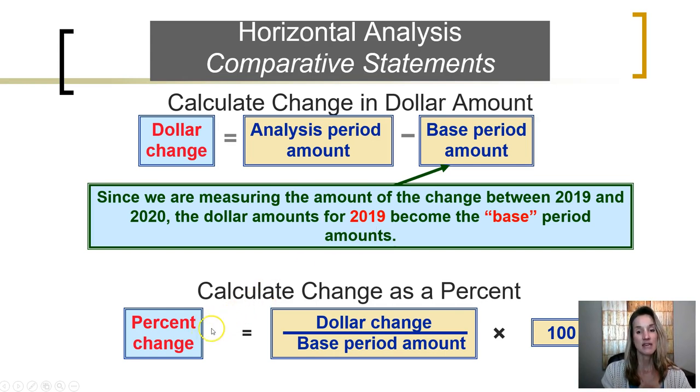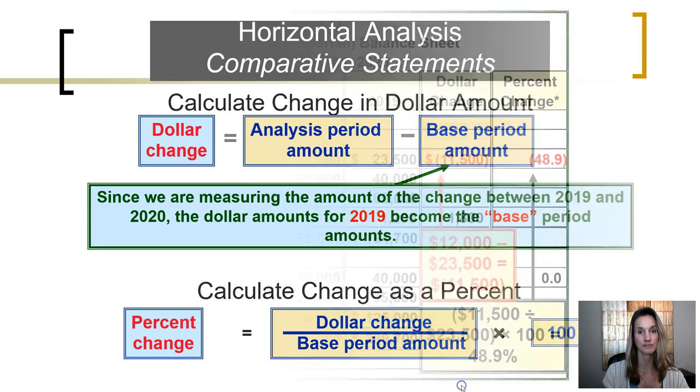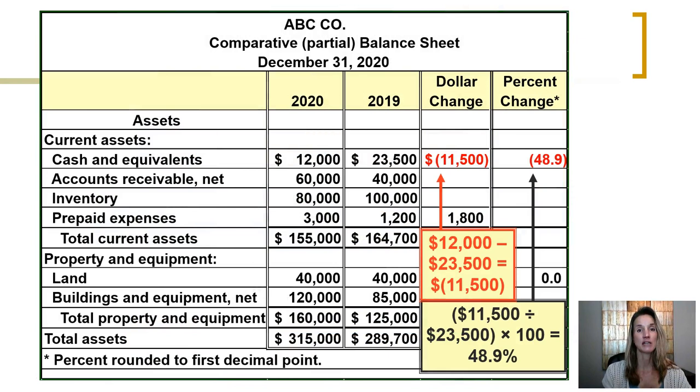Once we have the base period amount, we divide the dollar change, or the change from one year to the next, by the base period amount. And then multiply that by 100 to get the percent change. So applying horizontal analysis to a balance sheet for ABC Company, we are analyzing the current year, 2020. The first year presented is 2019. We are going to compare horizontally, or from one year to the next.